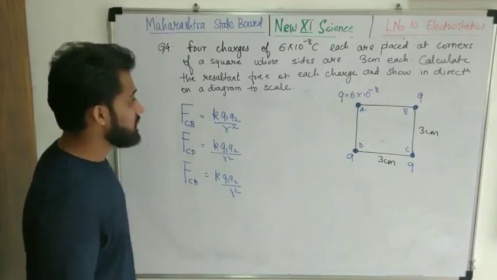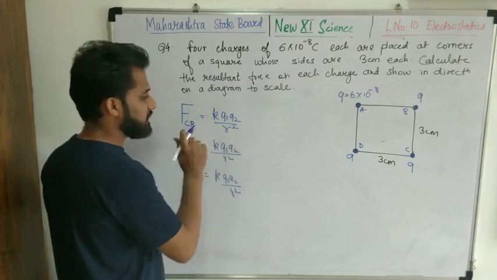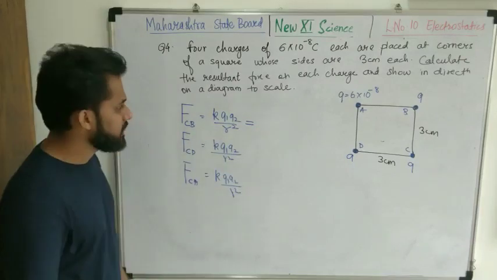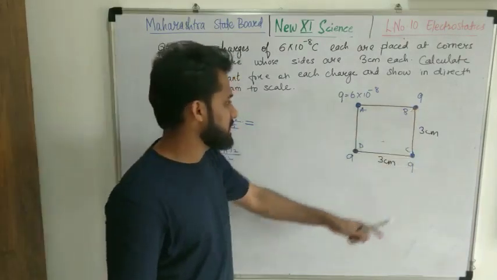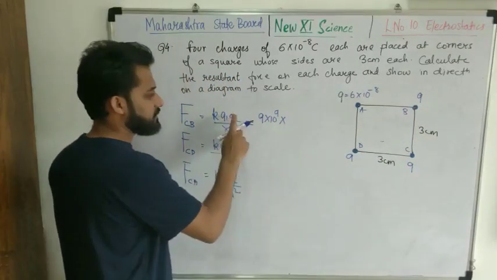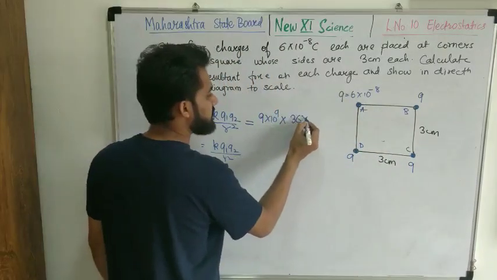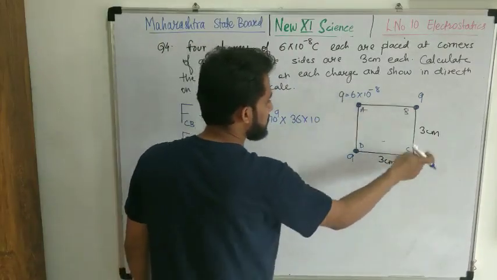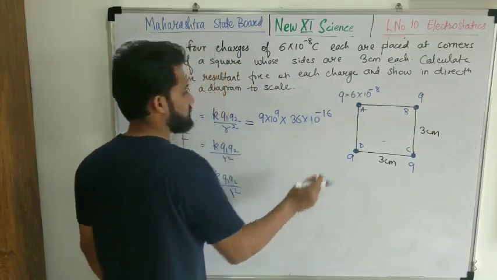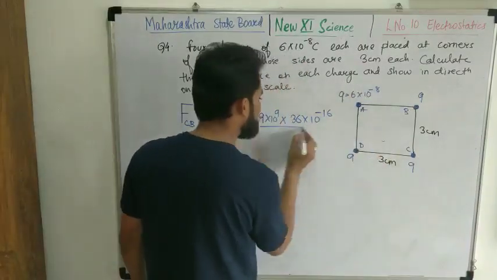This is the formula. In the case of CB, the distance will be 3. So let us put the values. What will be the force between B and C? It is 9 into 10 raised to 9 times charge 1, charge 2. Both are 6. 6 times 6 is 36, times 10 to the power minus 8 times 10 to the power minus 8, which is minus 16. K Q1 Q2, the product of the charges, upon the distance squared.